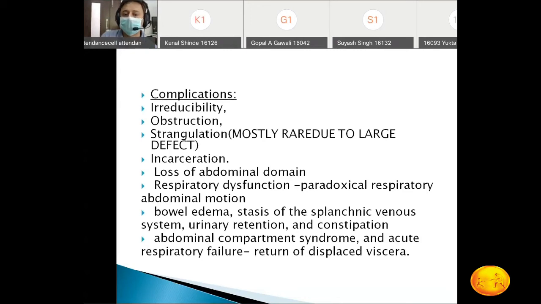Then bowel edema, stasis of the splanchnic venous system, urinary retention, and constipation. The abdominal compartment syndrome and acute respiratory failure, return of displaced viscera. When you try to return the displaced viscera and after operation, that could lead to abdominal compartment syndrome.